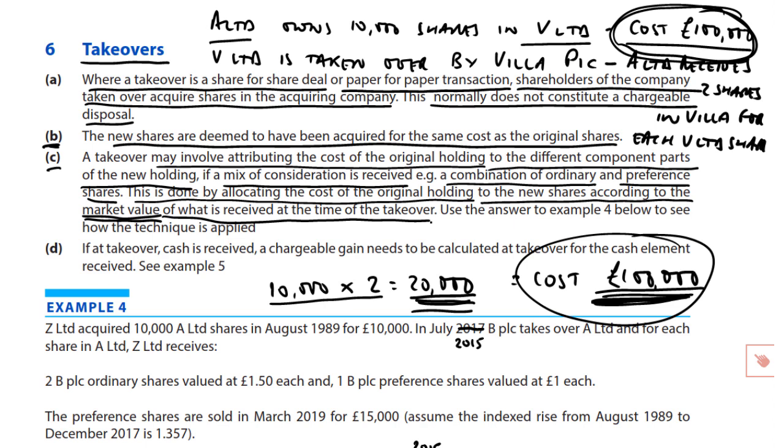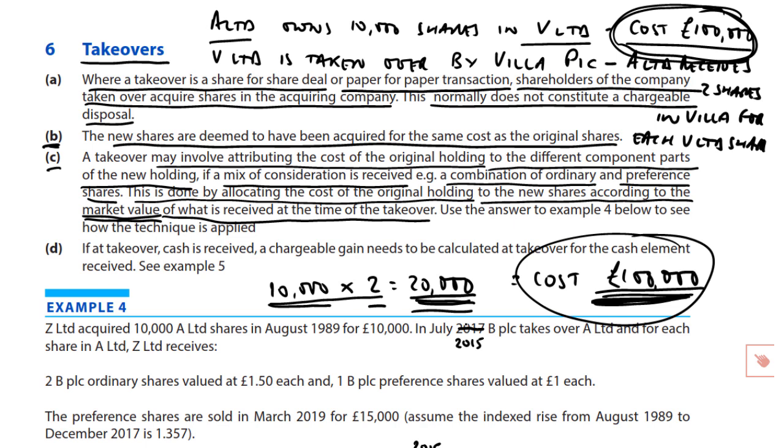So you would be told what was the market value of the ordinary shares, what was the market value of the preference shares at the time of the takeover. So you would do simply what we've done here. You'd owned 10,000 shares in V Limited. You got two ordinary shares in Villa plc for each V Limited share that you had held. And that would give you 20,000 shares. And they then tell you the price per share. It might be £6 per share. 20,000 times 6, well, that would be £120,000 of market value.